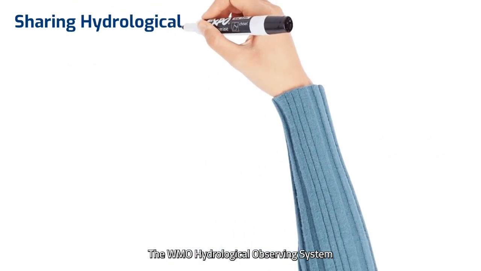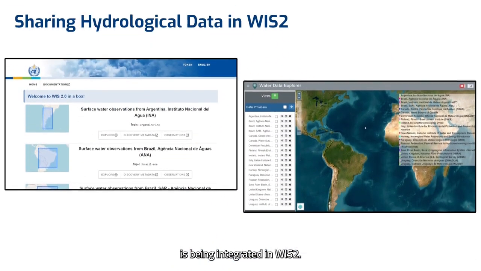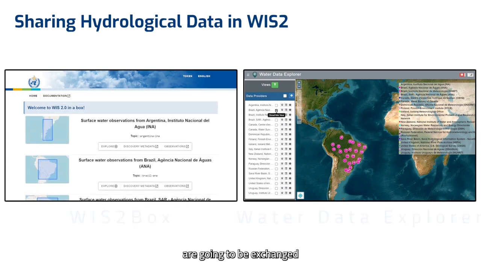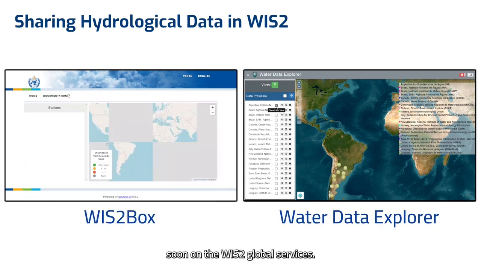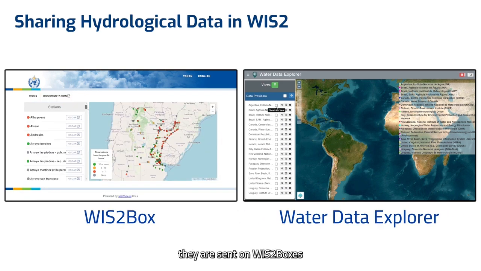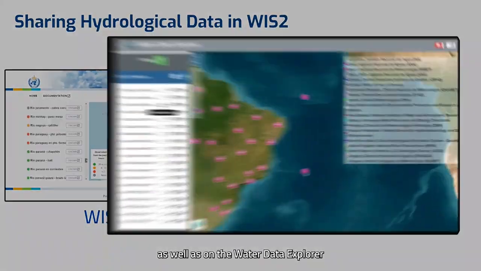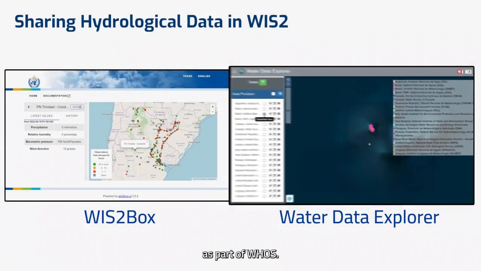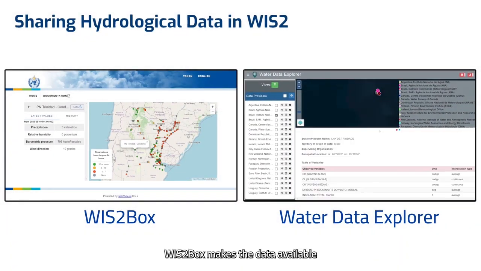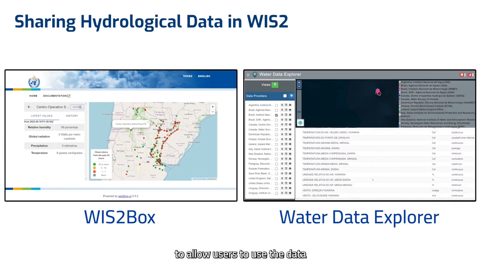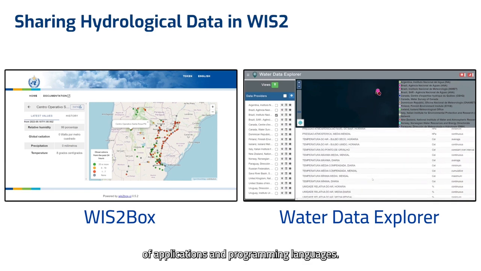The WMO Hydrological Observing System is being integrated in WIS2. Hydrological data are going to be exchanged soon on the WIS2 global services. At the moment, they are sent on WIS2 boxes for easy access, as well as on Water Data Explorer as part of WHOS. WIS2 box makes the data available through a web API to allow users to use the data from a wide variety of applications and programming languages.